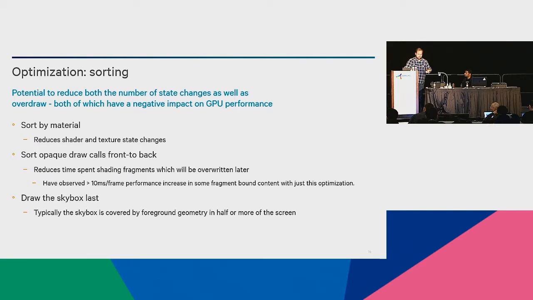As the note says here, in some content we've seen that it's fragment bound. We can see as much as 10 milliseconds per frame in performance from doing this. And related to this, just draw the skybox last, since typically a lot of your skybox isn't visible anyway. If you render it last, it's only drawing the pixels which are actually visible.